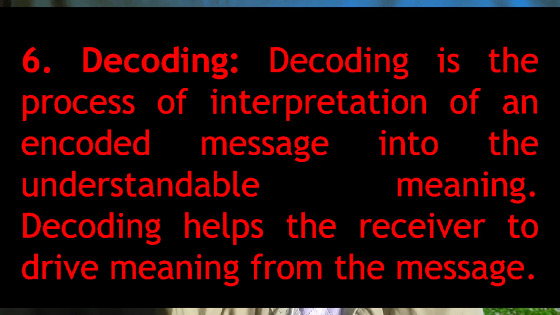For example, the sender encodes the message into symbols or words, and the receiver decodes the message to understand those codes. So first is changing the message into code, that is encoding, and the second one is changing the code into message, that is called decoding. So decoding is under receiver. So the receiver actually decodes the message.